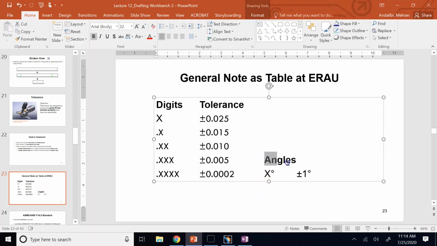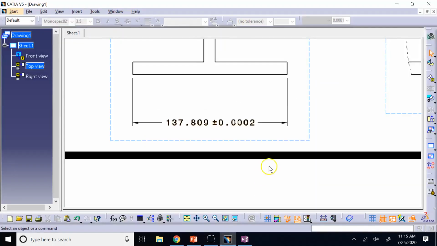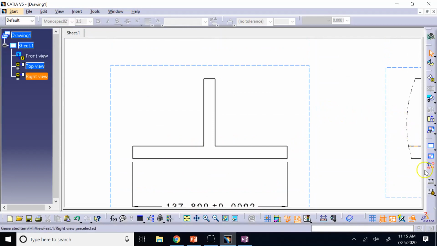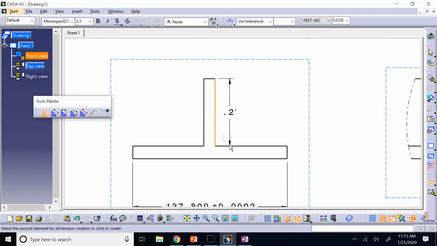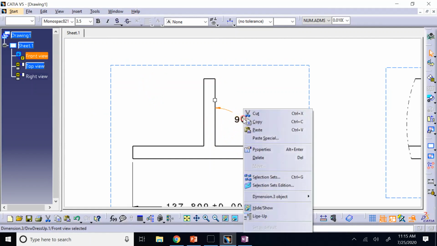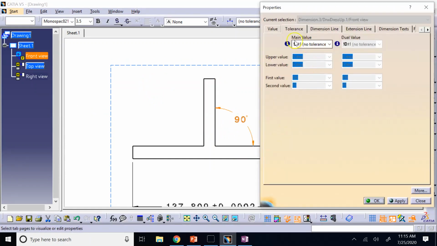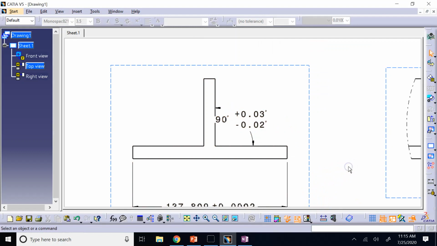So don't do it. By the way, when they make an angle for you at the RAU, they cannot do better than 1 degree. Okay, so if you add an angle, let's say here I add, although this is 90 degrees, but that's okay. When I add this angle, never go ahead and say, hey, I want this to be 90 degrees plus 0.03 and minus 0.02. They cannot make such a thing for you.